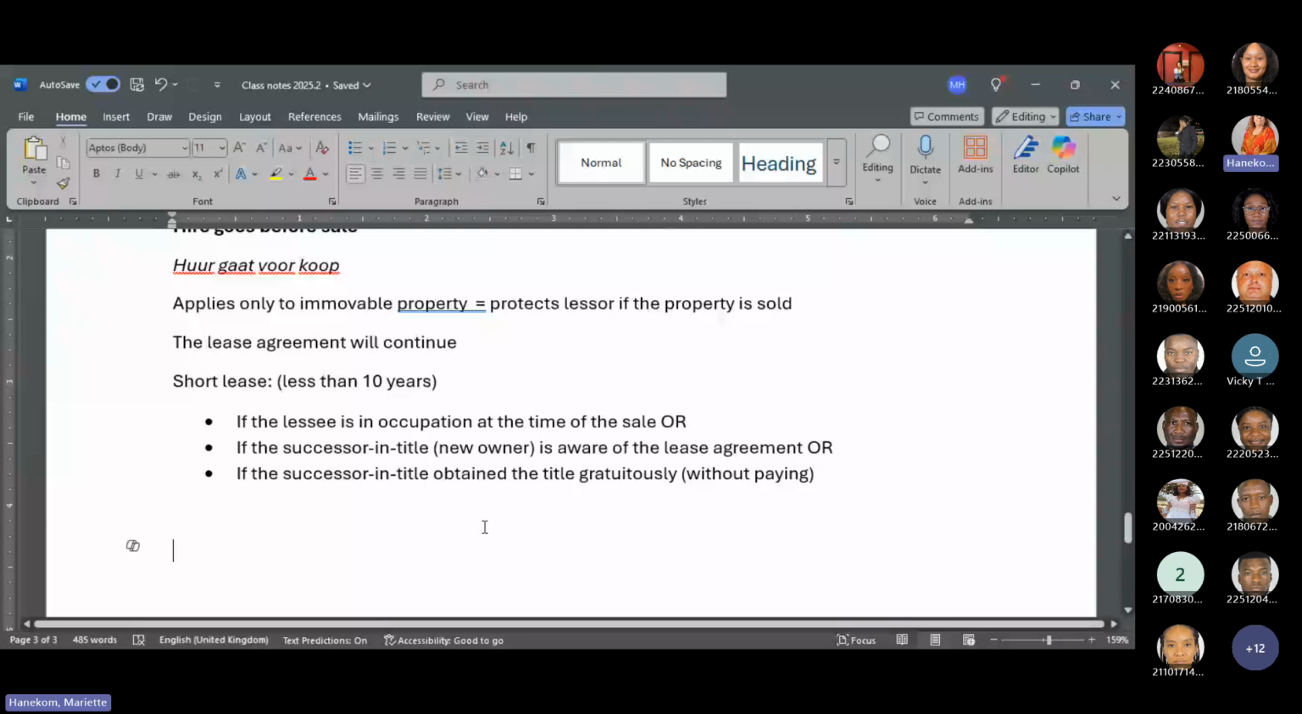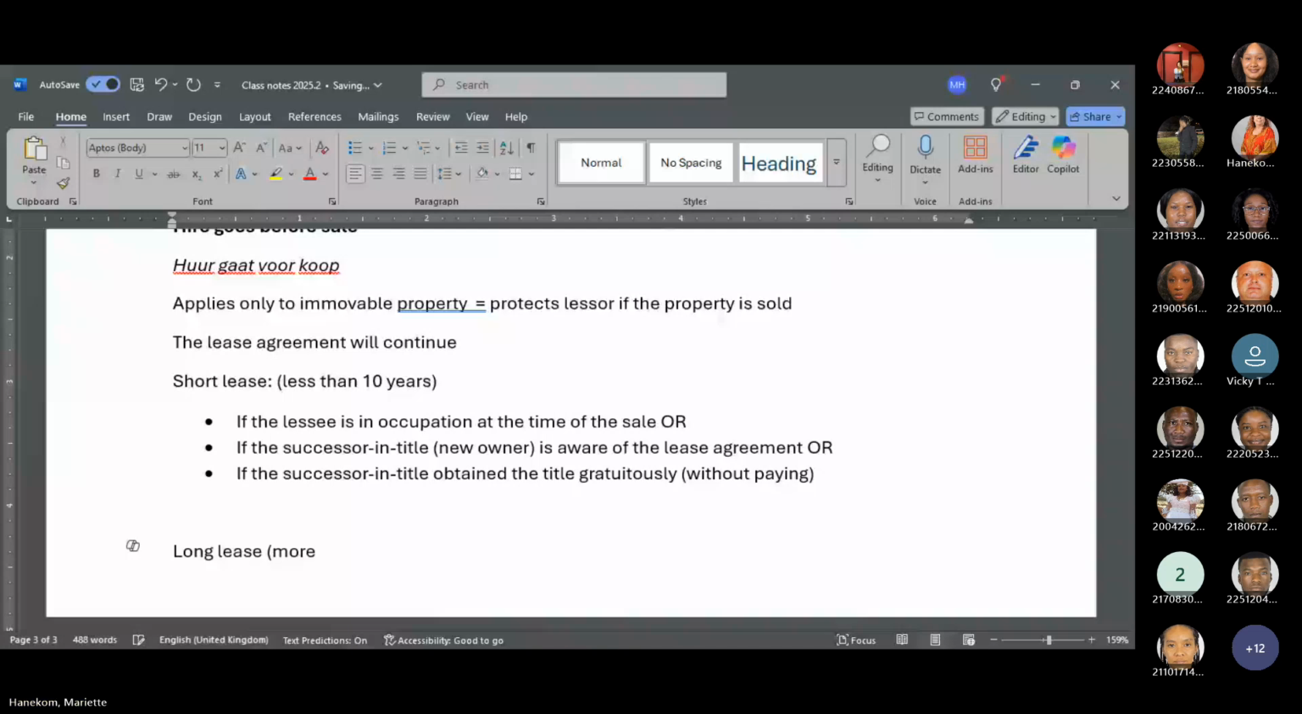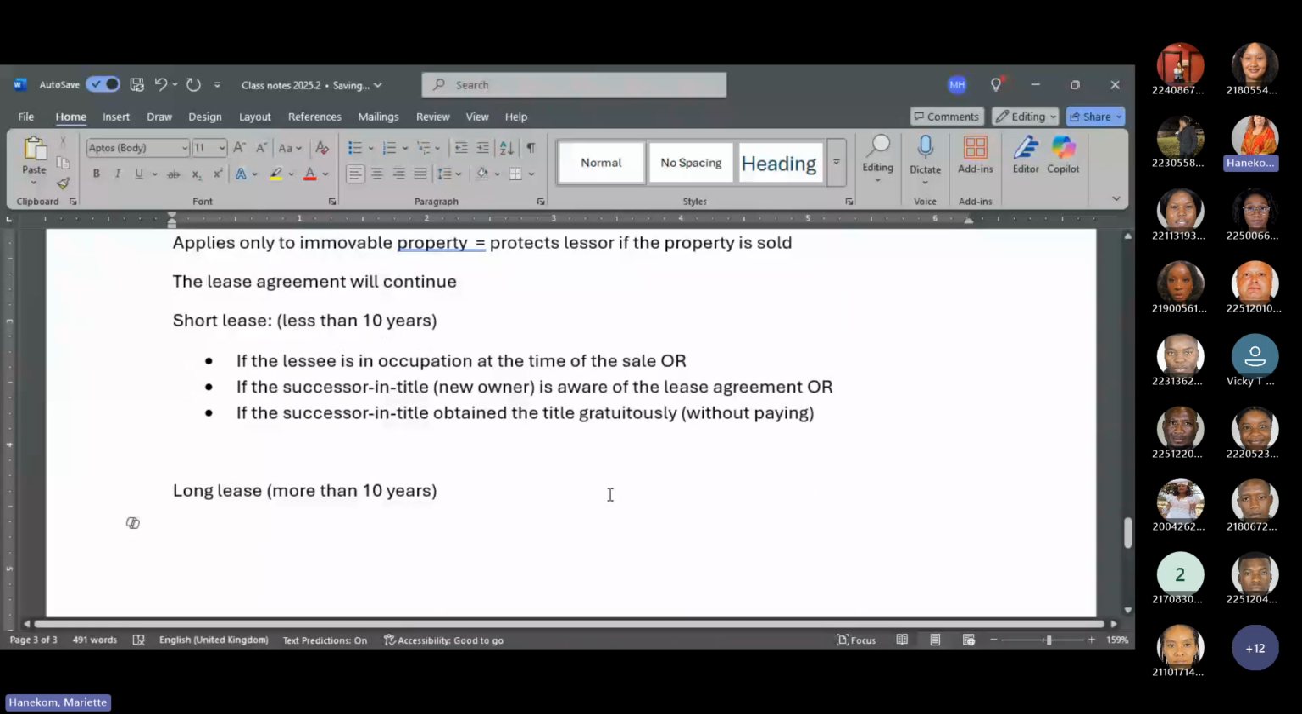For a long lease, a long lease is more than 10 years. Now, what you need to know about a long lease is that it can be registered in the deeds registry.